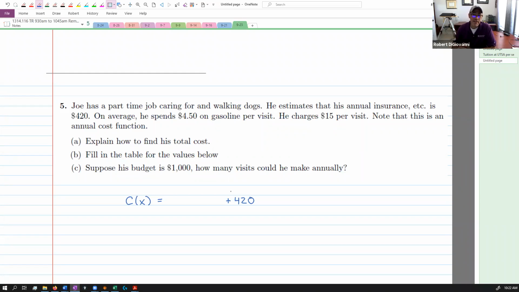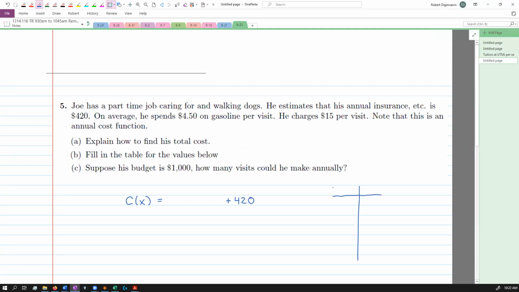Now let's talk about each job. Each job he does, how much money is going out and how much money is coming in. So if he does one job, right? Let's do a T-table over here. This might help us. So if he does one job, he gets paid $15, but he loses $4.50.